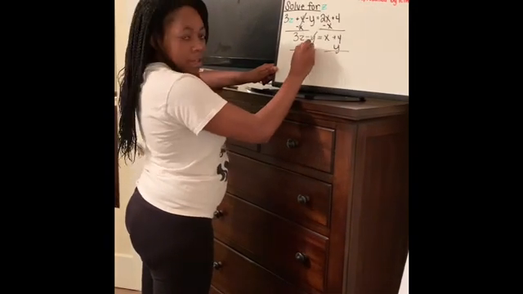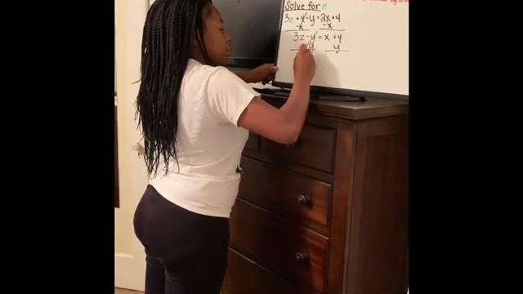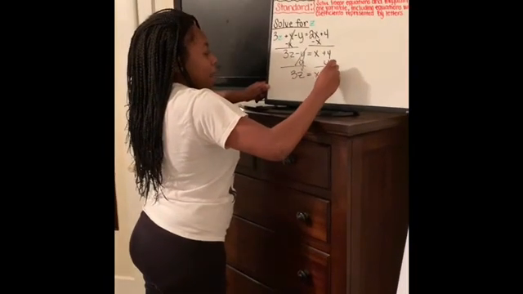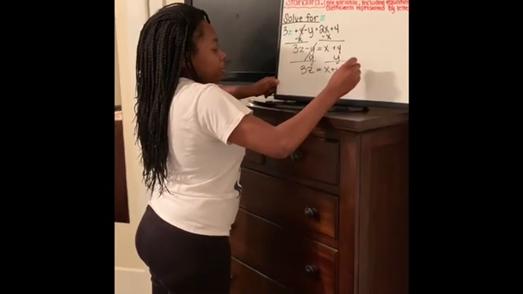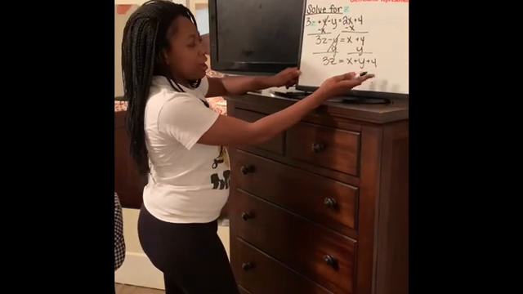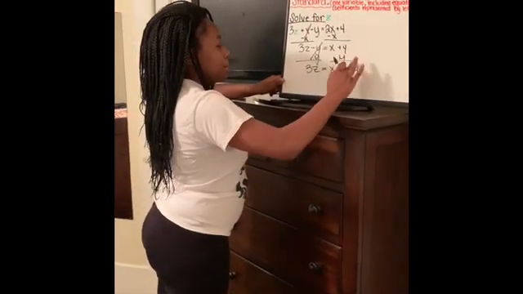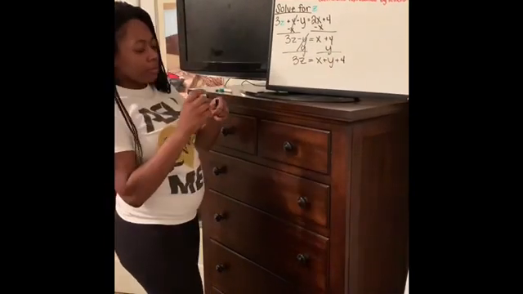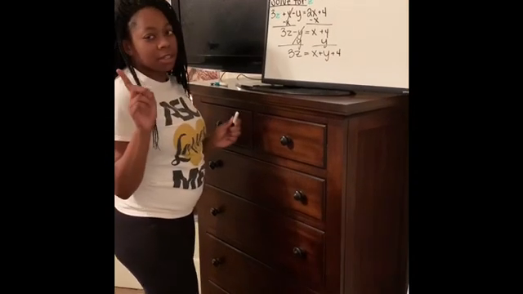The y's over here cancel out, and we're left with 3z equals x plus y plus 4. It doesn't matter which way you do these. I just like to put my variables first and my numbers last. That doesn't look like a 4 at all. All right. Now, we're almost done.